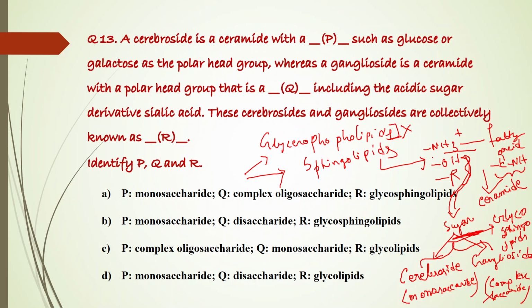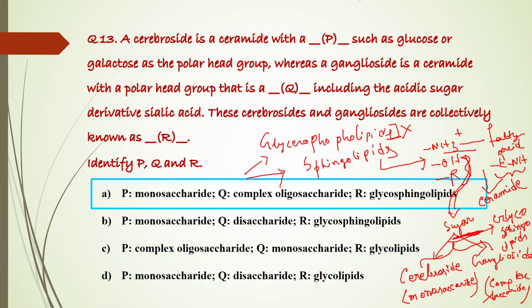Okay, so you need to remember this total classification, that whenever we are adding a sugar moiety with ceramide, we call them glycosphingolipid, and depending on what kind of sugar we are attaching, if it is a monosaccharide, we will call it cerebroside. If it is a complex saccharide, then we will call it ganglioside. So now let us come back to the question and the sentence that was there. So the correct option should be A.